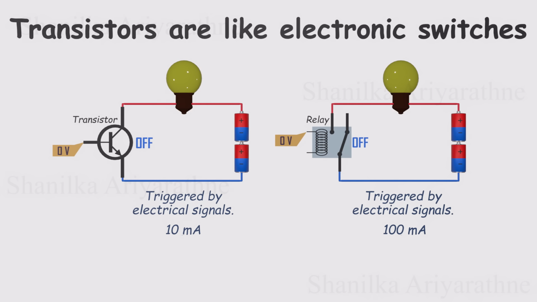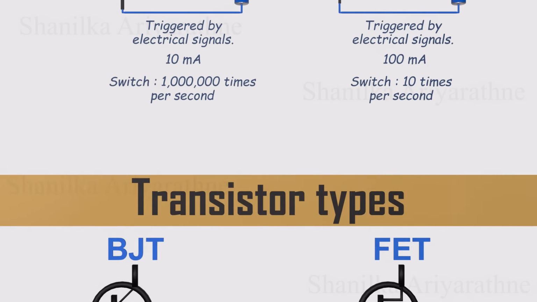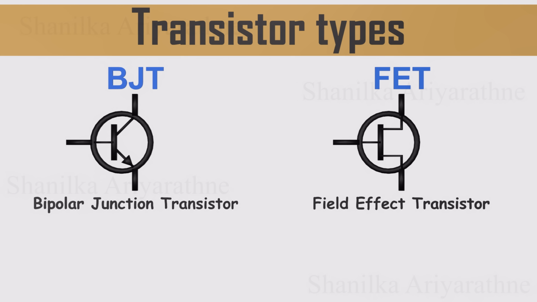And then there's speed. Relays are mechanical. They have parts that physically move. That makes them slow. If you need to switch something on and off 1,000 times per second, a relay just can't keep up. It takes time for the coil to magnetize and release. Transistors, on the other hand, don't move. No parts, no lag. They can switch on and off millions of times per second. No sweat.